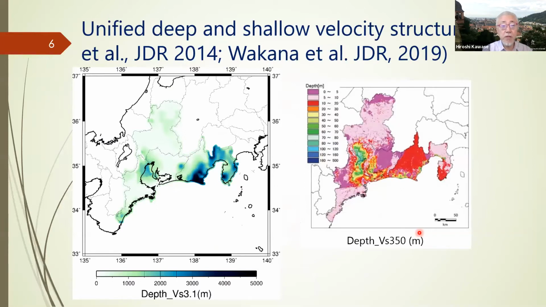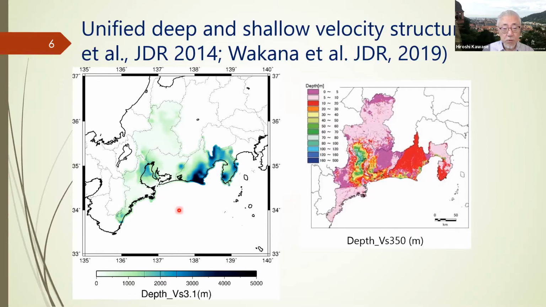Recent studies by Senna and Wakana constructed a unified structure, both the deep and shallow velocity, based on various methods, including but not limited to the microtremor array measurement and SPT boring data, as well as reflection and refraction surveys on a large scale.